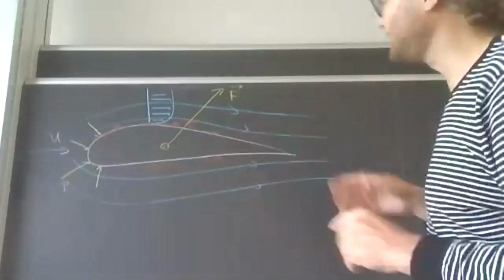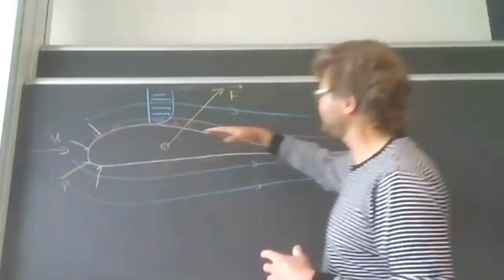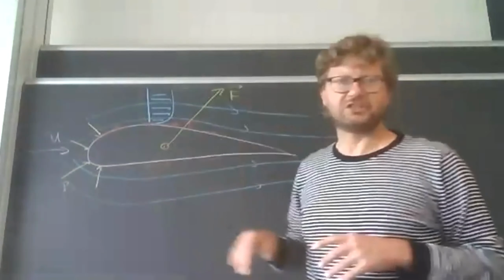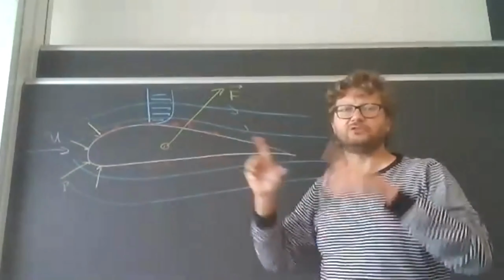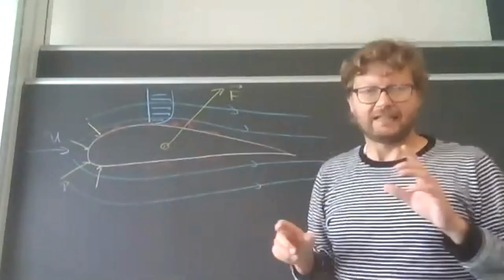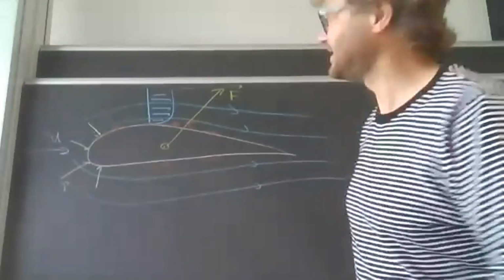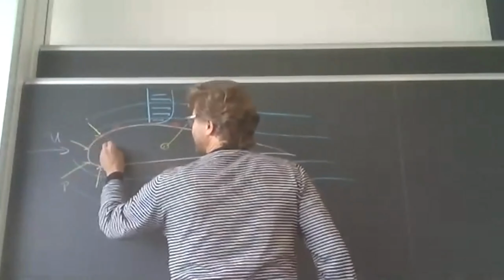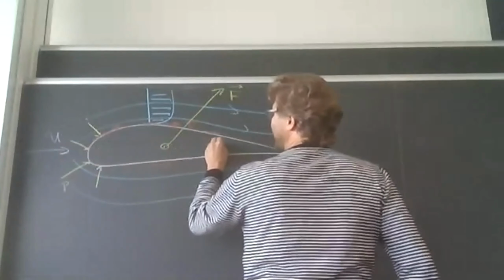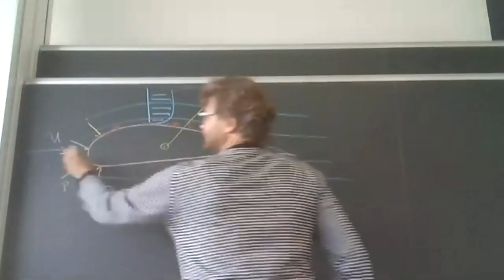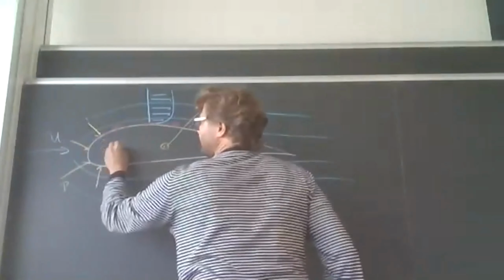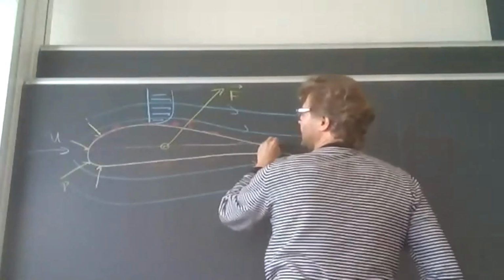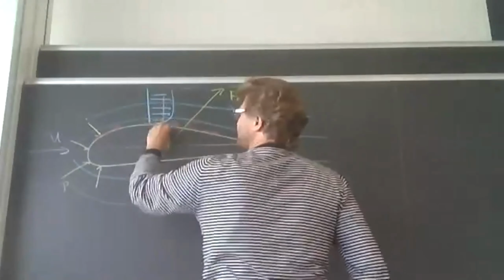Now, what is lift and drag? Lift and drag is just a decomposition of this force vector into its two components. And this is really an arbitrary choice. And that arbitrary choice means that we take one axis in the direction of the oncoming flow, and one axis perpendicular to that.